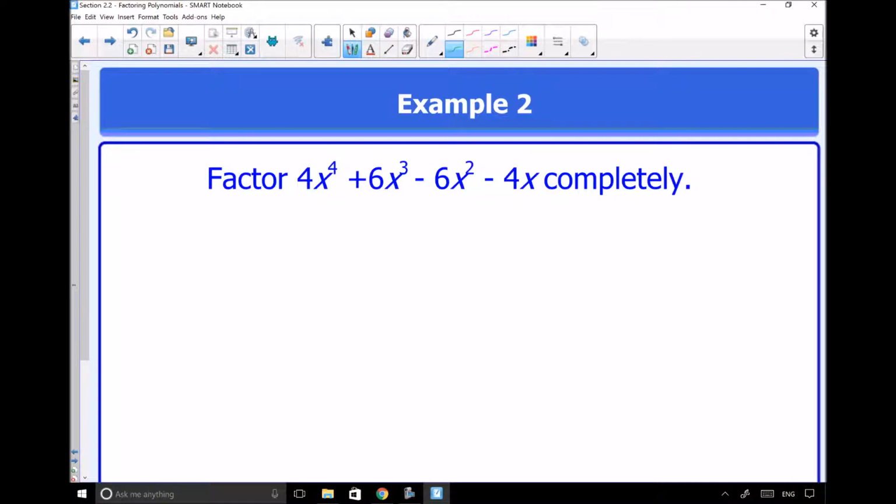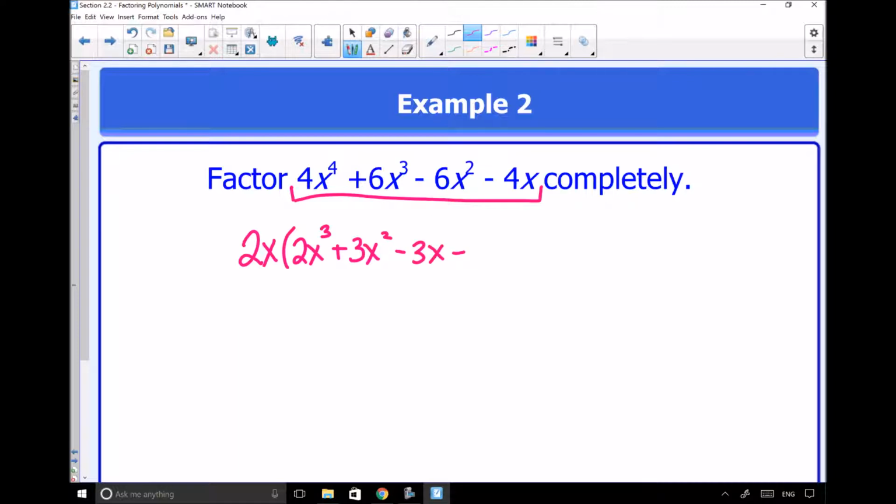Take a look at this example right here. Factor 4x to the power of 4 plus 6x cubed minus 6x squared minus 4x completely. So when I look at this example, I see that I need to factor out a GCF. There's something in common with all of my terms. My coefficients have a 2 in common, and they also have an x in common. So I'm going to factor out 2x, and when I do that, I end up getting 2x cubed plus 3x squared minus 3x minus 2.